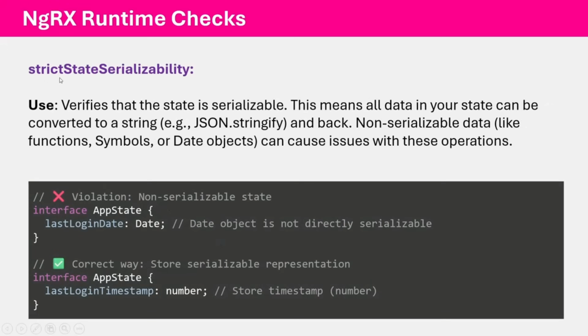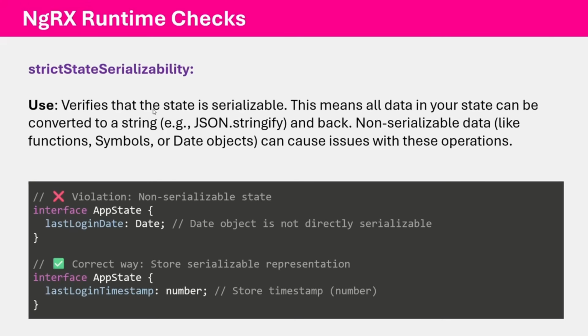Next, we have strict state serializability. This check makes sure that the data which we have in the state is serializable. Serialization means that all data in your state can be converted to a string value with the help of JSON.stringify, and those string values can be converted back to a JavaScript object. For example, when we were saving the user data in the local storage, we converted the user object to string type and then stored it. That was possible because all the data in the user object can be serialized.